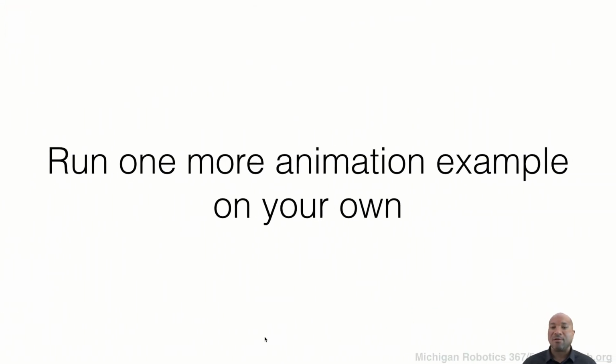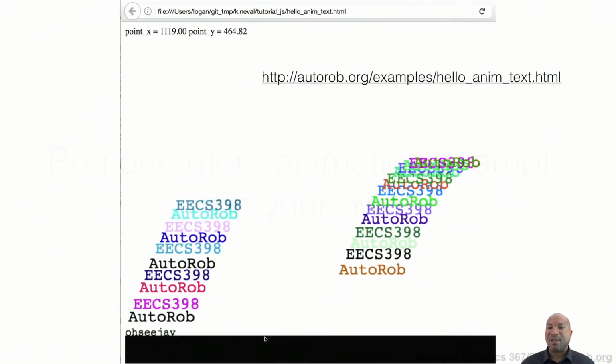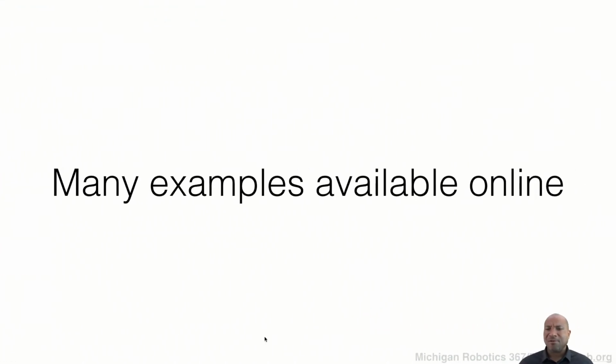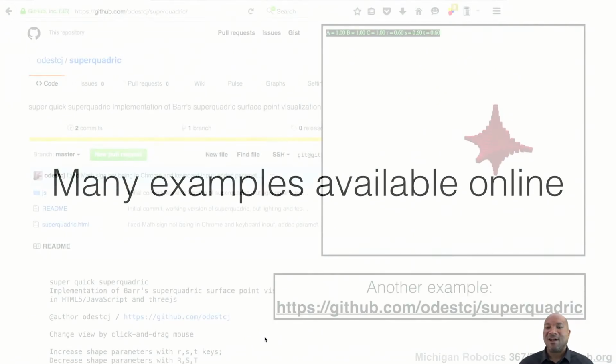There's also one more animation example that you can run on your own. I have one that has text that's dropping over. I wrote this back when this was a special topics course, so you could try that as well. There are also many other examples online, too many to list. I'll just mention some that I have.